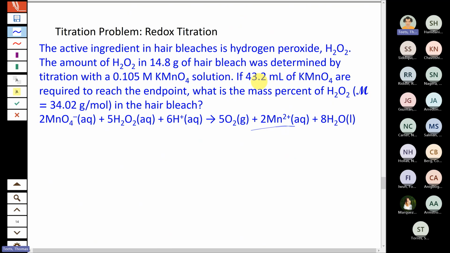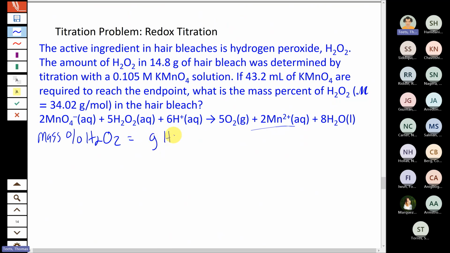So it sounds like a lot here, but as a good starting point, let's look for what we need. We're looking for mass percent of H2O2. We haven't really talked about mass percents of solutions yet, but it is another way that we can quantify the concentration in addition to molarity. But mass percent is still defined the same way.